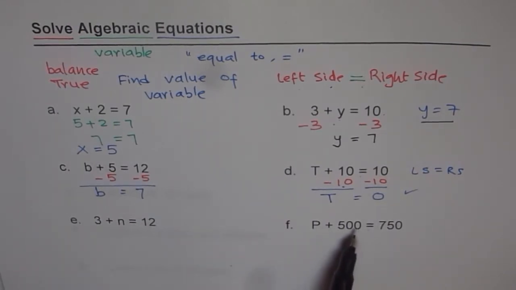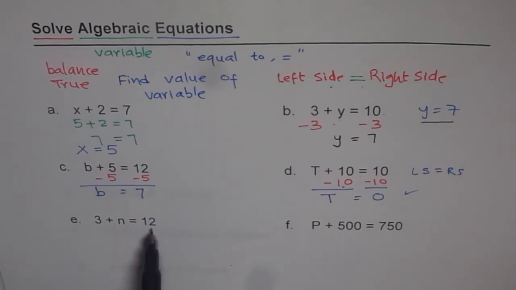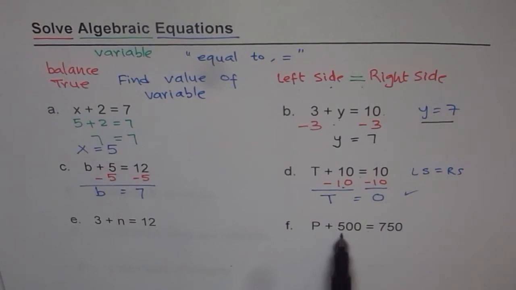Now tell me, what should you do if I write 3 plus n equals 12? You guessed it, minus 3 on both sides. So do minus 3 on both sides, get your solution. How about this one? p plus 500 equals 750. It doesn't matter if the numbers are big. You just have to take away the number along with the variable. So the variable p is here plus the number. We don't want the number here with this variable, so we'll take it away.